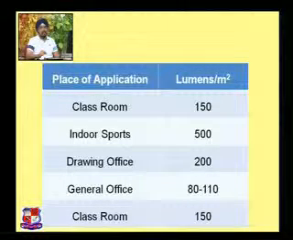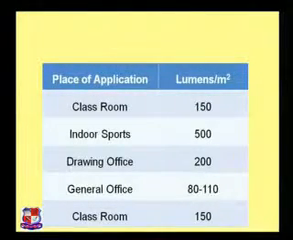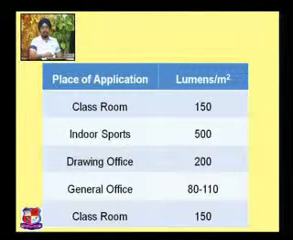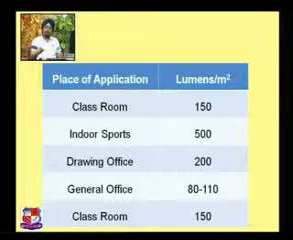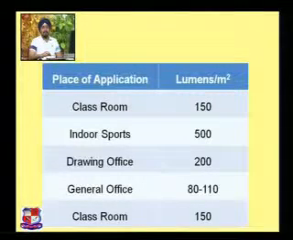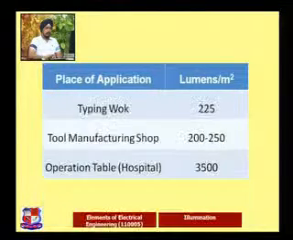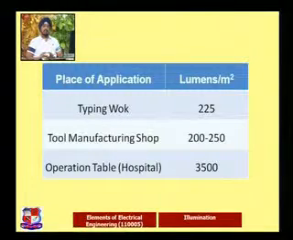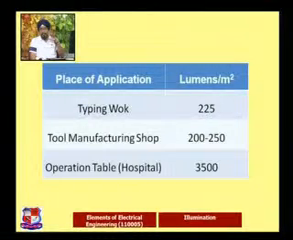Going next, suppose a classroom is there, we require 150 lumens. For indoor sports, where sporting activities take place, the lumens increase to around 500. In a drawing office, the concentration is on the drawing, so 200 lumens per meter square is required. For general office work the lumens requirement reduces. For typing work we require more illumination, because the concentration is on the job, whether the typing is being done properly or not. So in that work area we require more lighting compared to the other cases.